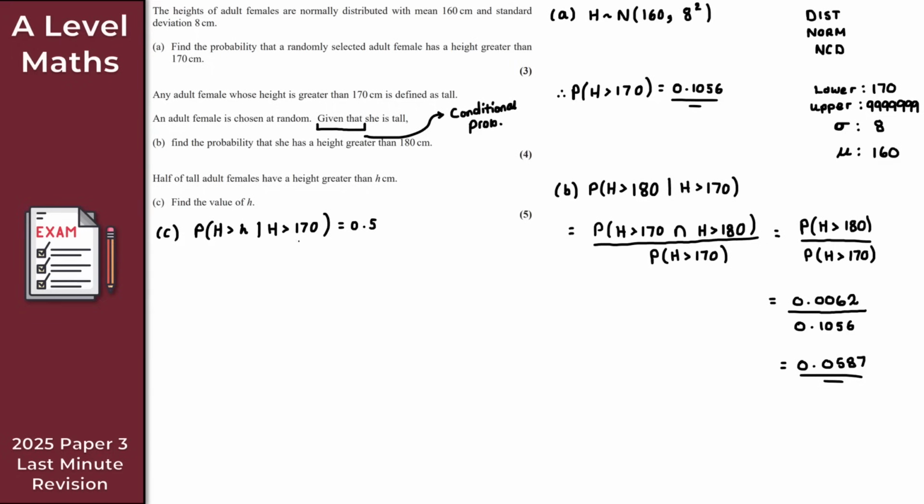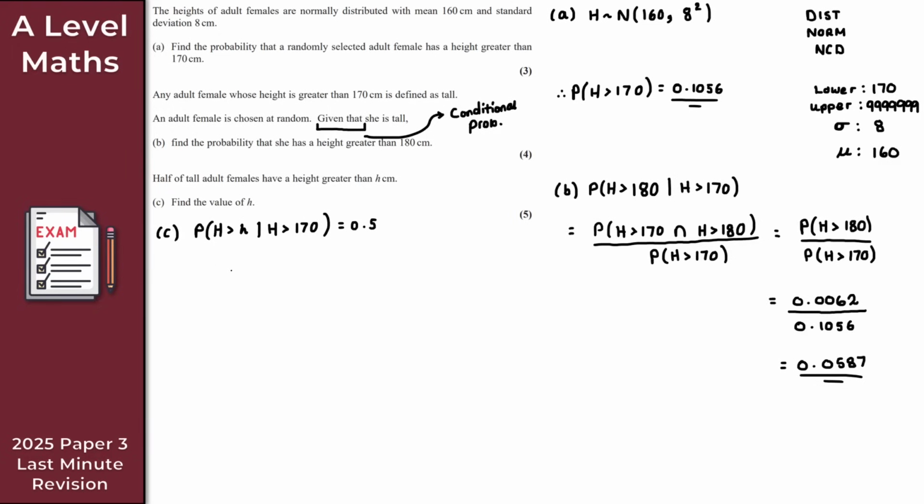So again, the same applies here. If we're looking for some value H here, well, this must be clearly greater than 170. So my numerator here will just be the probability that H is greater than little h. Similar to what we did here then. I hope that makes sense. Hopefully I've explained that clearly. Maybe not, but it doesn't matter anyway. You'll see here in a moment. And again, that will be over the probability that H is greater than 170.